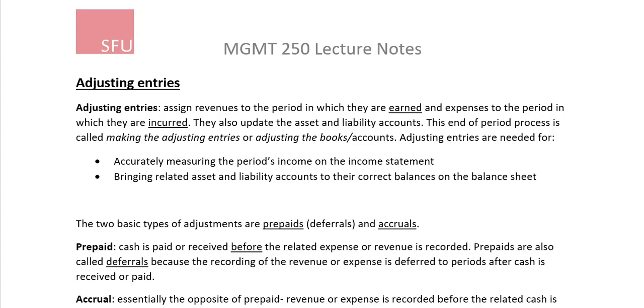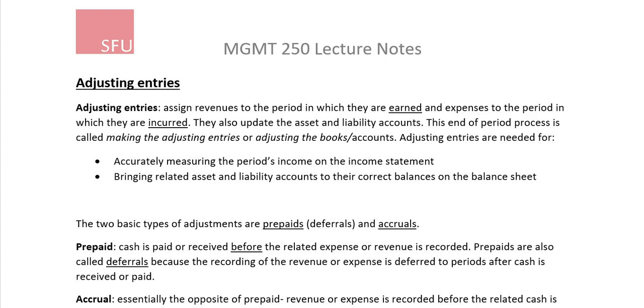Adjusting entries are meant to assign revenues to the period in which they are earned and expenses to the period in which they are incurred. They also update the asset and liability accounts on the balance sheet. This end of period process is called making the adjusting entries, or adjusting the books or accounts.